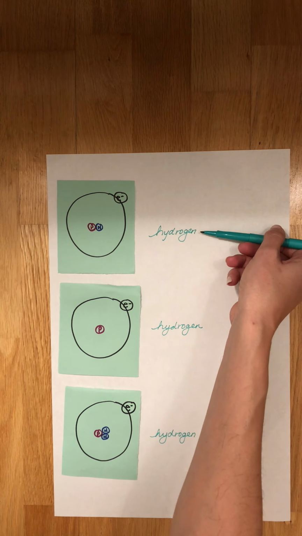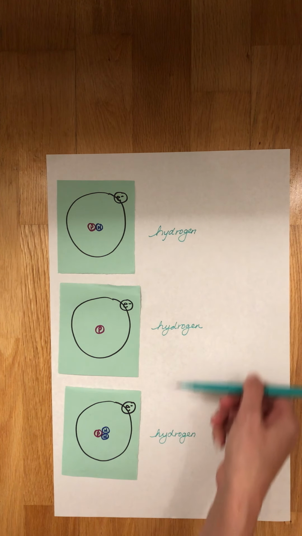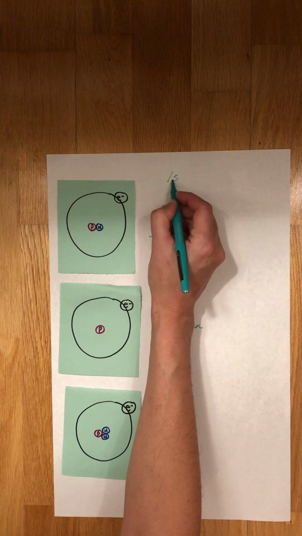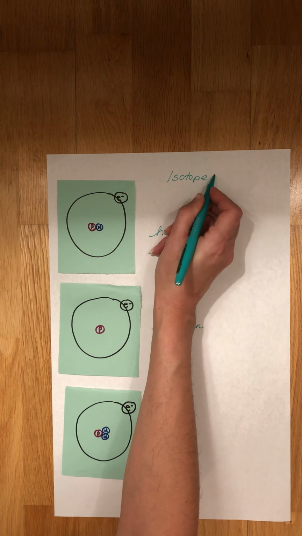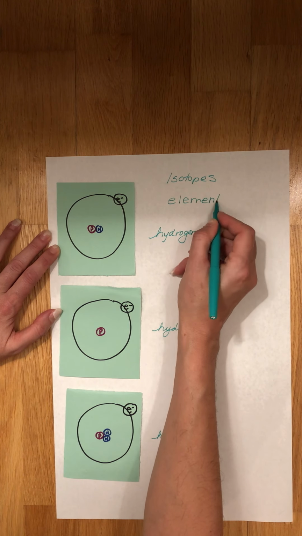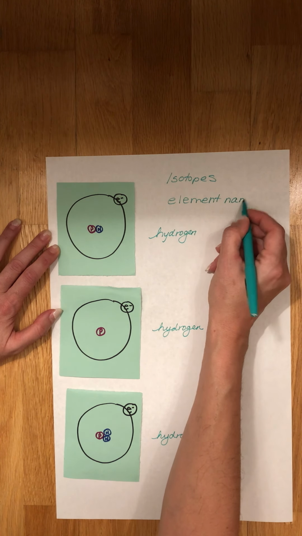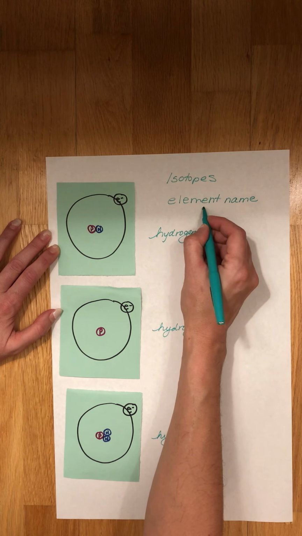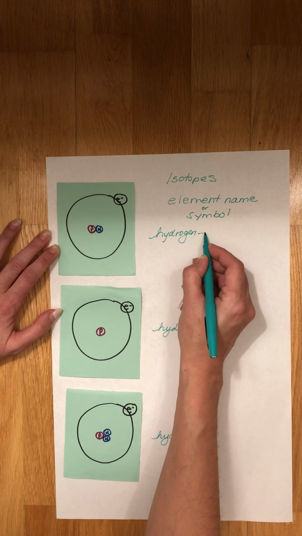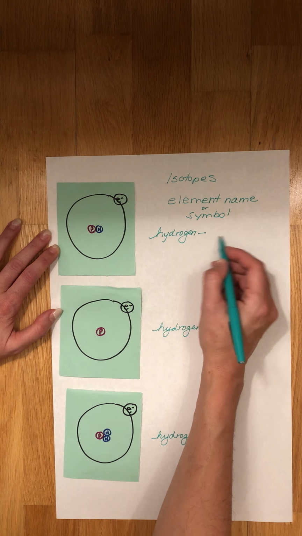Because by looking at this, it looks like this is the same as this is the same as this. So in order to distinguish these isotopes, when we write the element name, which is a name, or we can actually use a symbol, which would have been H, we use a dash, and then we put the mass number after it.